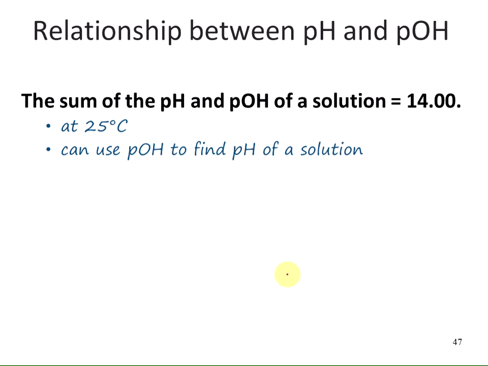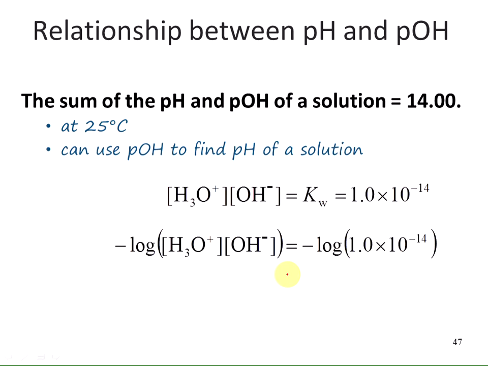The sum of the pH and the pOH of a solution is equal to 14 at 25 degrees C. So we can use the pOH to find the pH of a solution. So rather than using the hydronium concentration and the hydroxide concentration, the ionization constant, we can use the fact that the pH plus the pOH equals 14. Now let's see where this comes from.